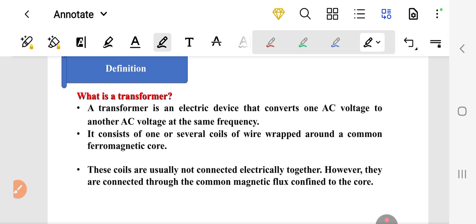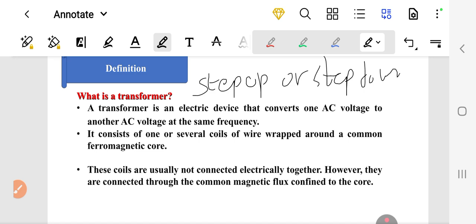First, we need to know what is a transformer. A transformer is an electrical device that converts AC voltage to another AC voltage level at the same frequency. It can step up or step down the voltage according to the application.